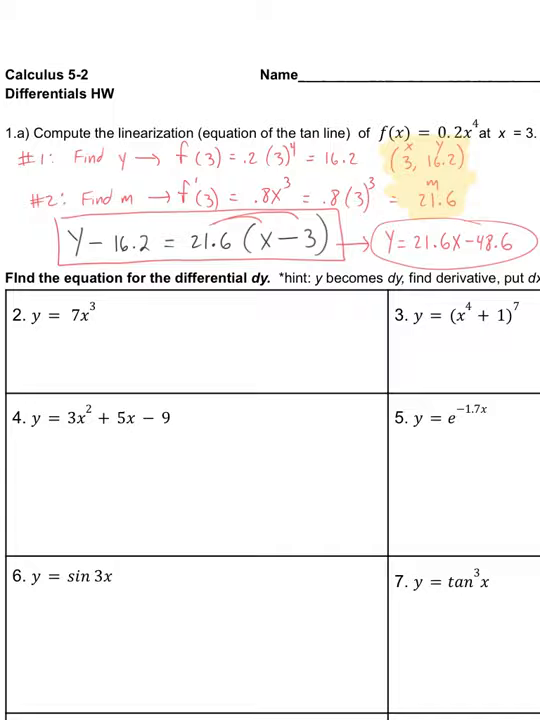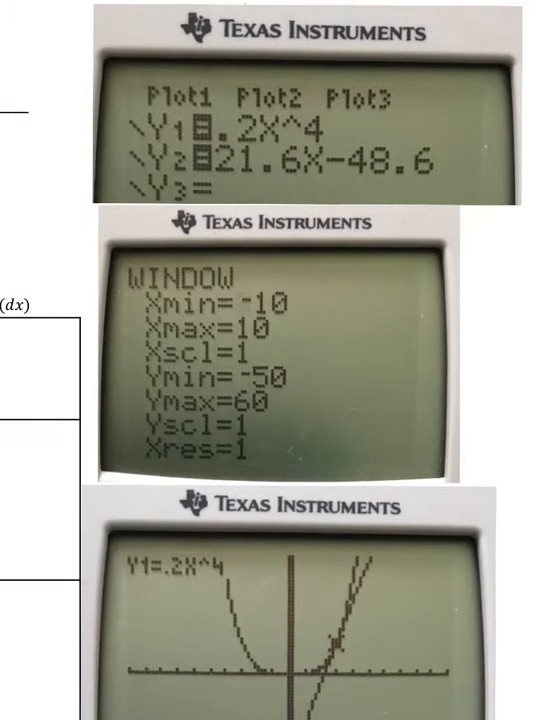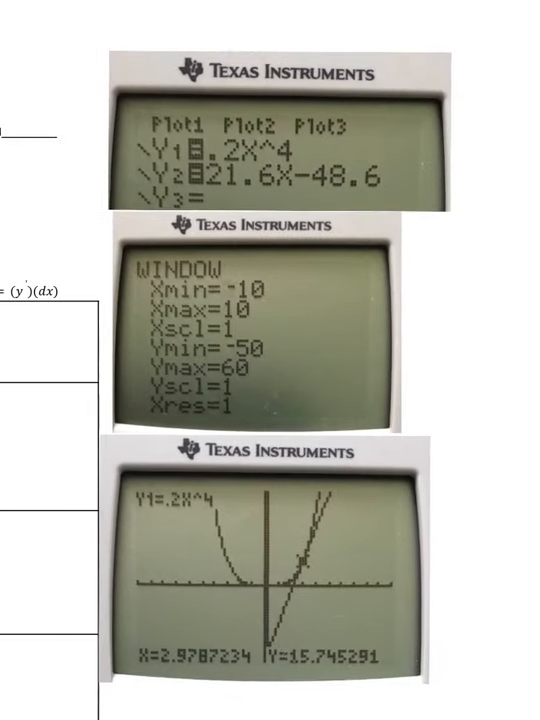Now, to check your work, we're going to go over here. I have 3 screenshots for you. To check your work, in y1 you put the original function f of x. In y2 you put what you think is the tangent line. I changed my window to see it. I know my y-intercept is way down here at negative 48.6, so I went way down on my y minimum. And then I graphed it, and you can see here's my tangent line, and it hits my curve in one place right at 3.